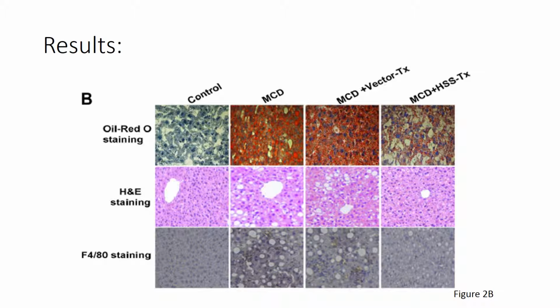The F480 staining detects macrophages, which detects hepatic inflammation by measuring the mRNA levels of inflammation factors. If you see under the MCD group and the MCD and vector TX group, you see these large bubbles, which is an indication of hepatic inflammation. And H&E staining is just a typical way of visualizing the actual tissues.